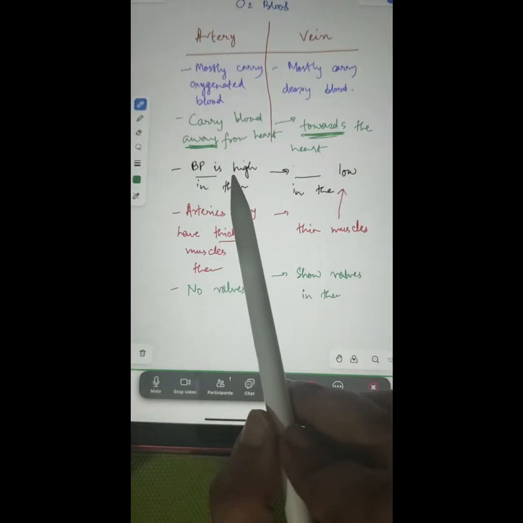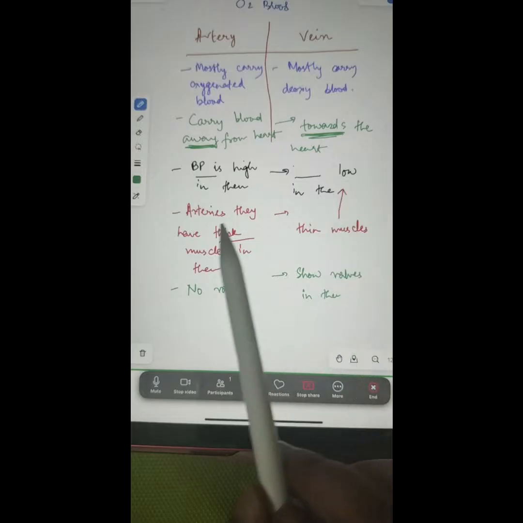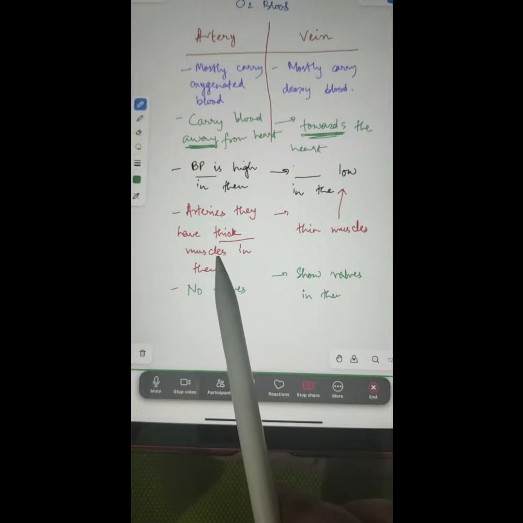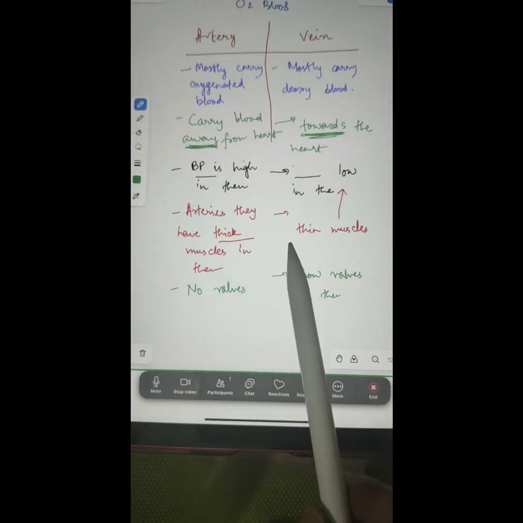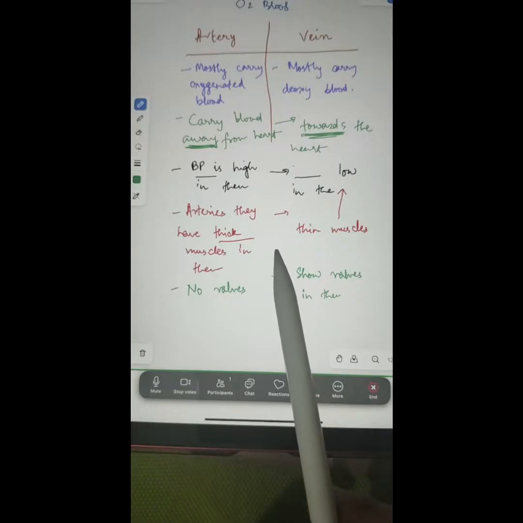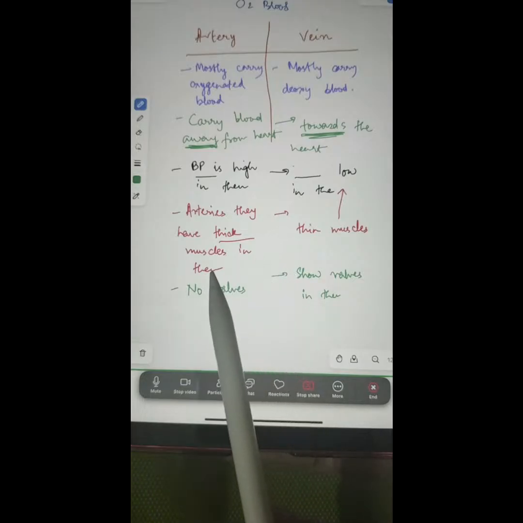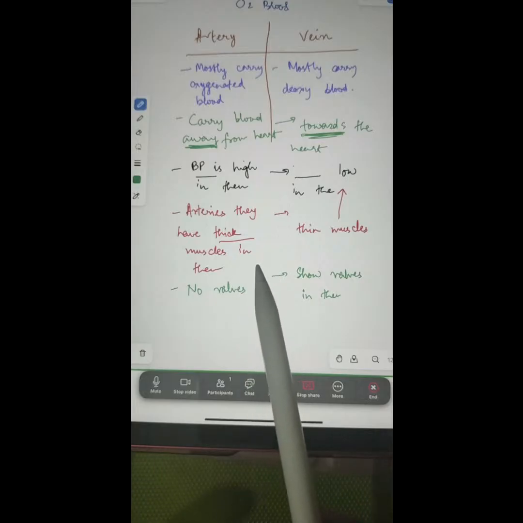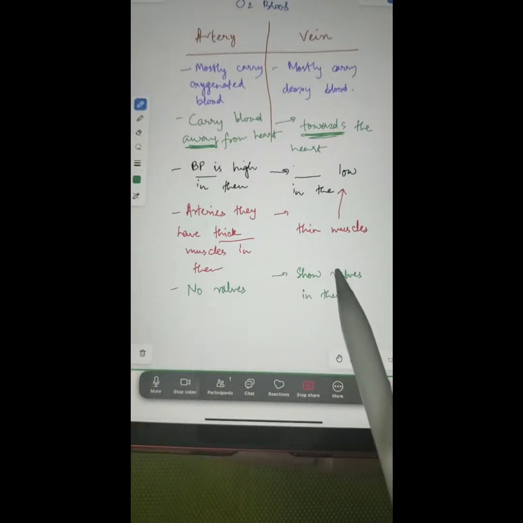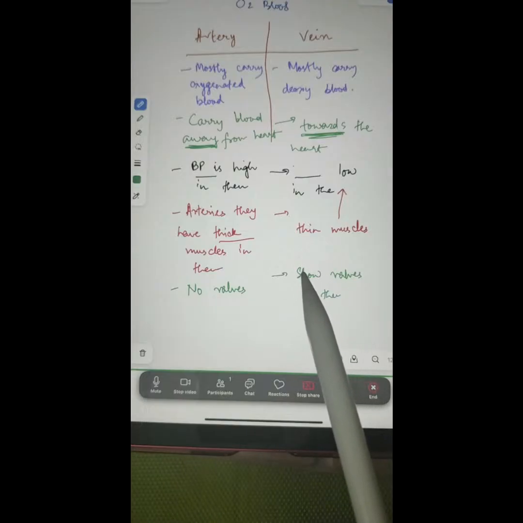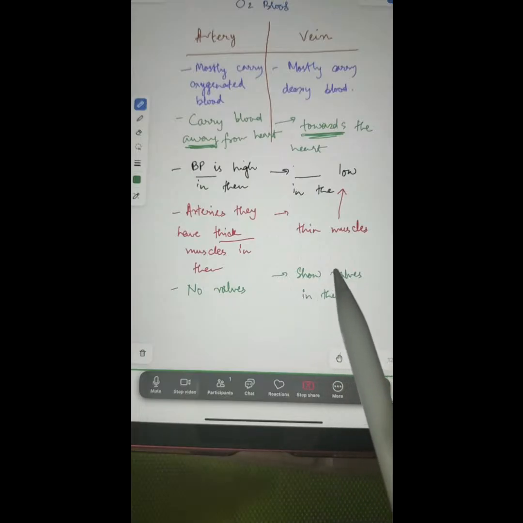Blood pressure is high in the arteries, whereas it is low in the veins. In the arteries, because the blood pressure is high, the muscles are required to be thick, otherwise they may burst. Whereas the veins have thin musculature because the pressure is low in them. And there are no valves in the arteries because the blood pressure is high, so it will flow in continuity, whereas valves are very much required in the veins. Why? Valves are required because the blood pressure is low, so there is a chance that the blood may flow back. To prevent the backflow of the blood, these valves are there.